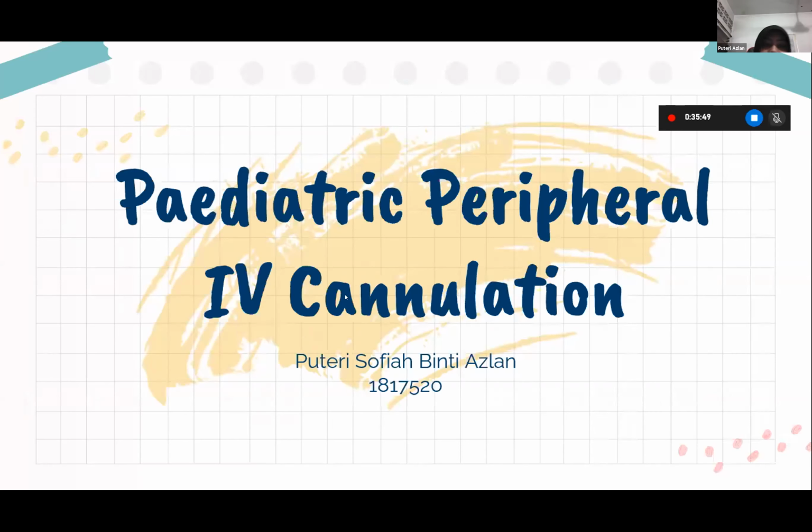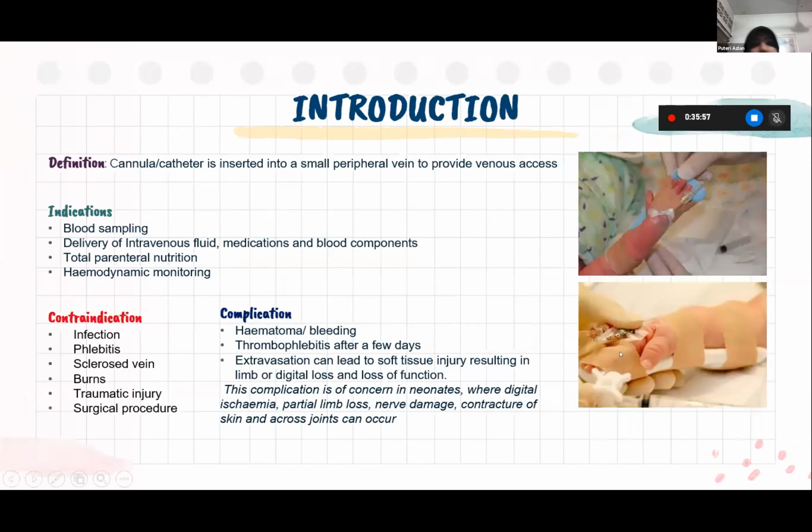Okay, so the next procedure is pediatric peripheral IV cannulation. For the introduction, the definition of peripheral IV cannulation is basically a cannula or catheter inserted into a small peripheral vein to provide venous access, just like I've illustrated here. The indications are for blood sampling, delivery of intravenous fluid, medication, and blood components, as well as total parenteral nutrition and hemodynamic monitoring.